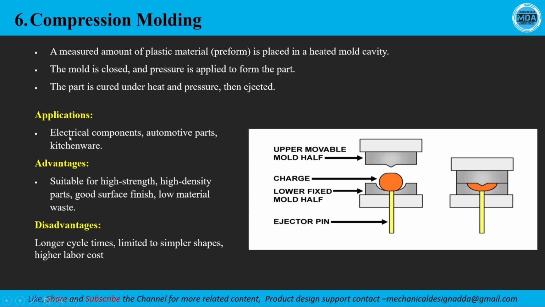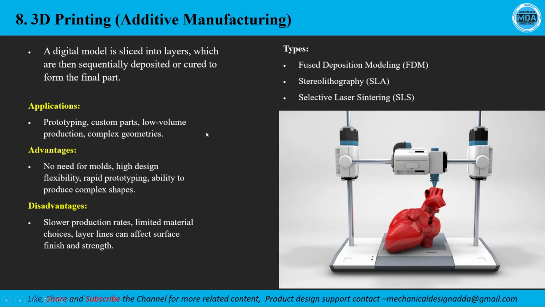The applications of compression molding are electrical components, automotive parts, and kitchenware. The advantages are that it is suitable for high strength, high density parts, with good surface finish and low material waste. The disadvantages are longer cycle time, limitation to simpler shapes, and higher labor cost.